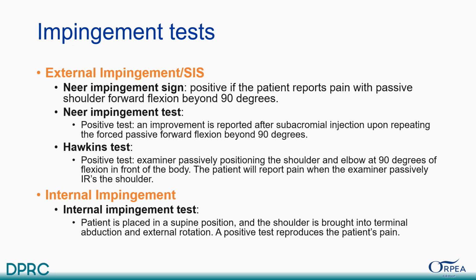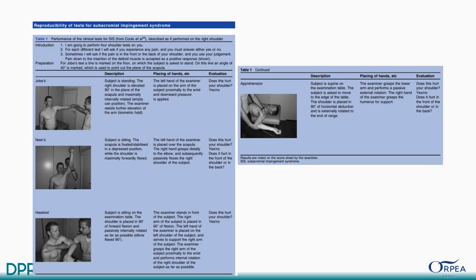For internal impingement, the patient is placed in a supine position and the shoulder is brought into terminal abduction and external rotation. A positive test produces pain in the patient.